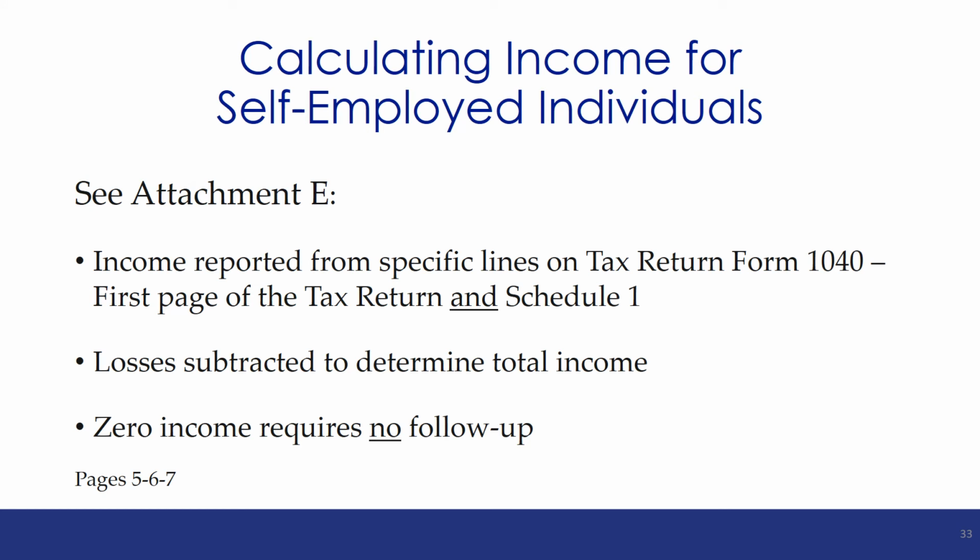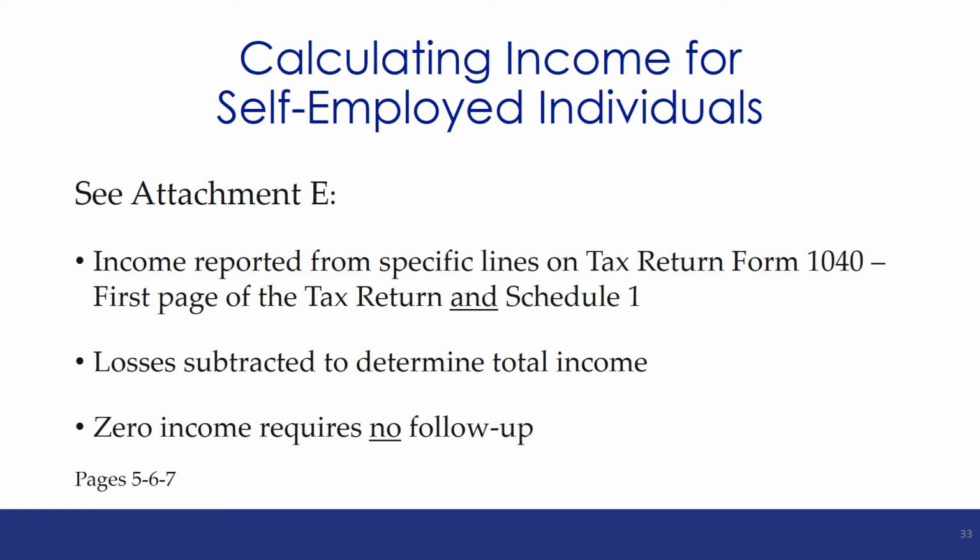Let's discuss how to calculate income for self-employed individuals. We will use George Smith as our example. On attachment E, we are reporting income from specific lines from the first page of the 1040 tax return and Schedule 1. Losses are subtracted to determine the total income. If the total adds up to be a negative number, it must be reported as 0 on the application under the last column labeled All Other Income. 0 income requires no follow-up on the part of the school.